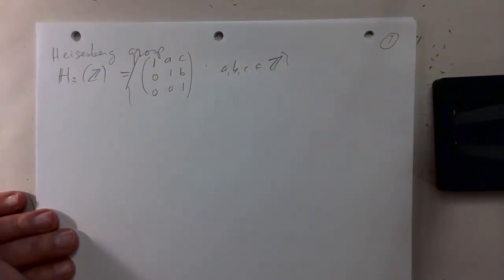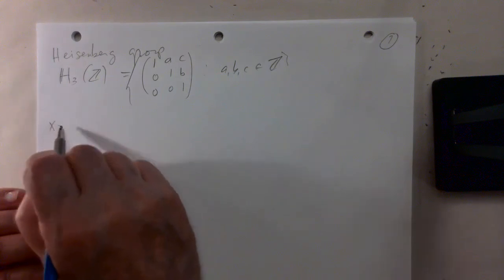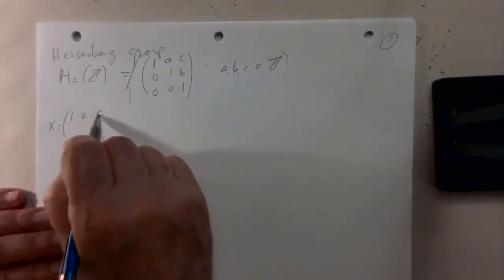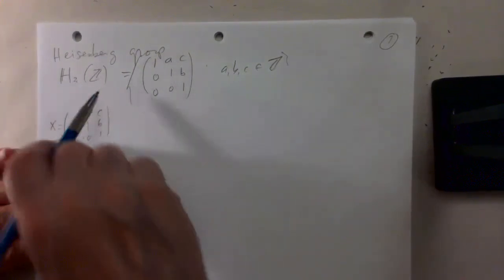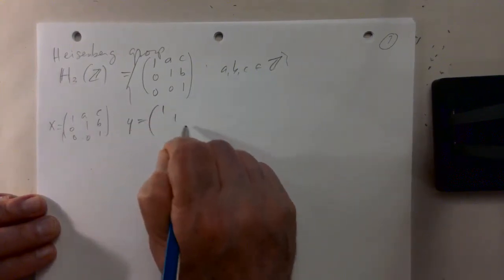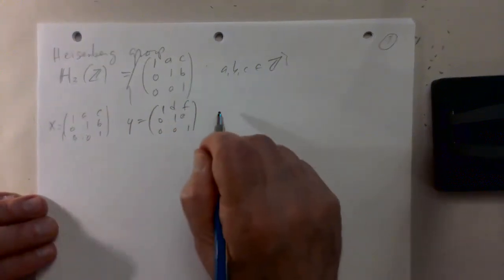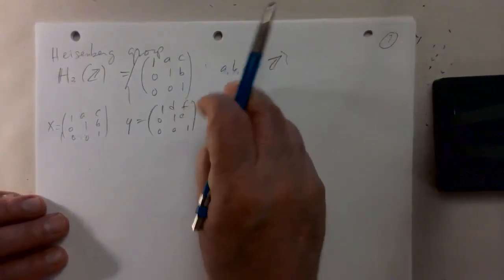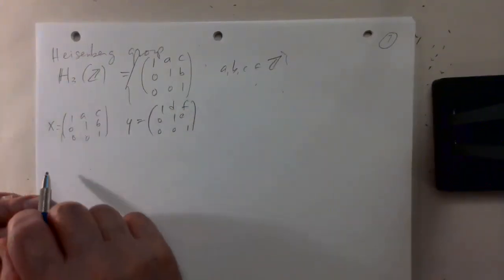So let me first of all prove this is a group. Suppose I take 2 elements, let me just call them X and Y. Say X is the matrix 1, A, C, 0, 1, B, 0, 0, 1. And let's say Y is the matrix with D, E, F. I don't need a third matrix Z, since we know matrix multiplication is always associative. But let's just show that this set of matrices is closed under multiplication.